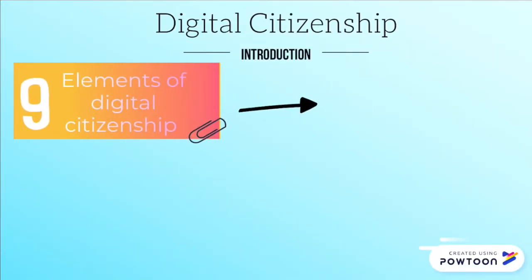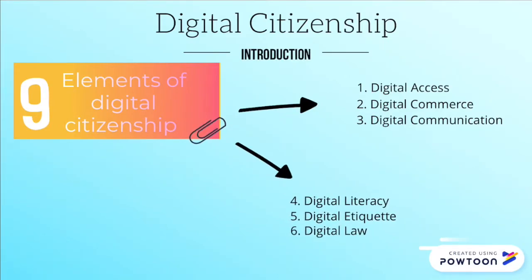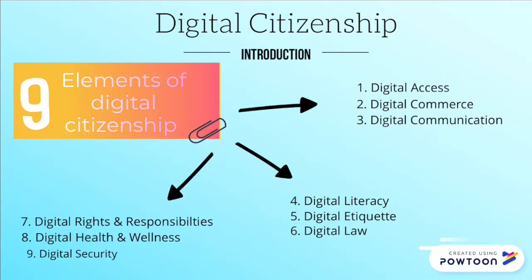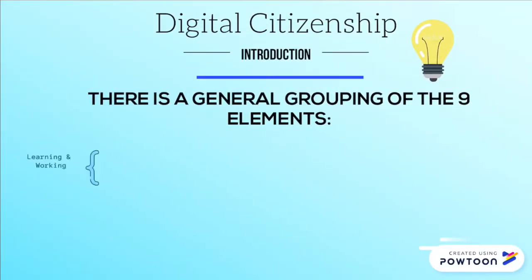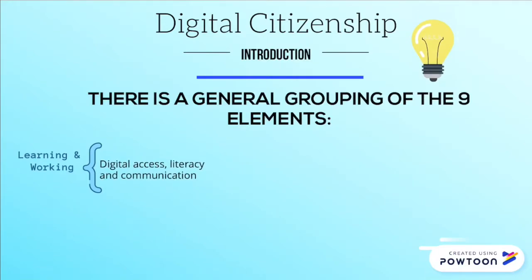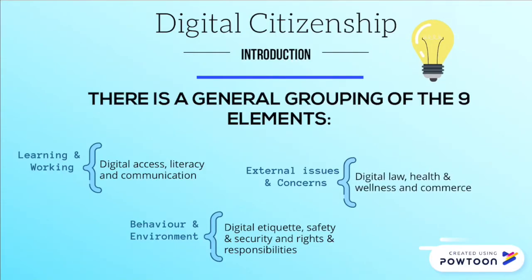There are 9 elements of digital citizenship: digital access, digital commerce, digital communication, digital literacy, digital etiquette, digital law, digital rights and responsibilities, digital health and wellness, and digital security. There is a general grouping of the 9 elements. Learning and working includes digital access, literacy, and communication. Behavior and environment includes digital etiquette, safety and security, and rights and responsibilities. And external issues and concerns includes digital law, health and wellness, and commerce.